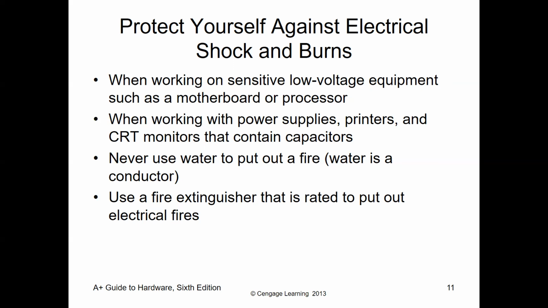Use a fire extinguisher that is rated to put out electrical fires. Fire extinguisher ratings include classes A, B, and C. Class A is where you tend to use water to put out fires caused by wood, paper, or other combustibles. Class B is where you put out fires caused by liquids such as gasoline, kerosene, and oil. Class C is the use of non-conductive chemicals to put out fires caused by electricity.